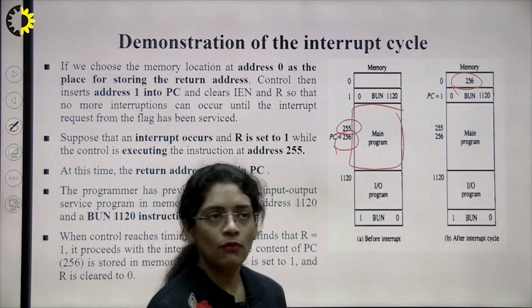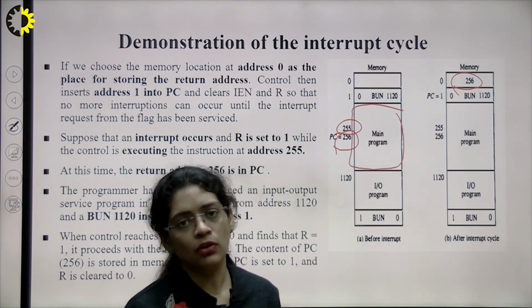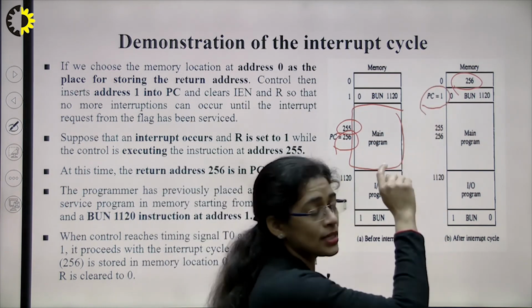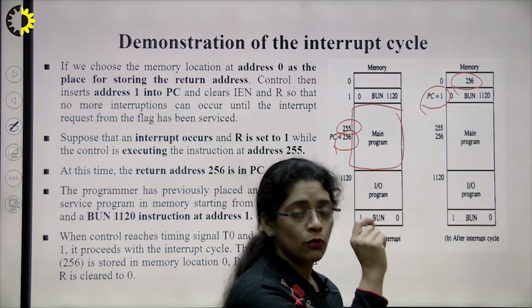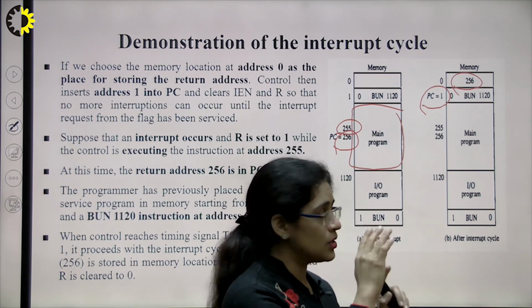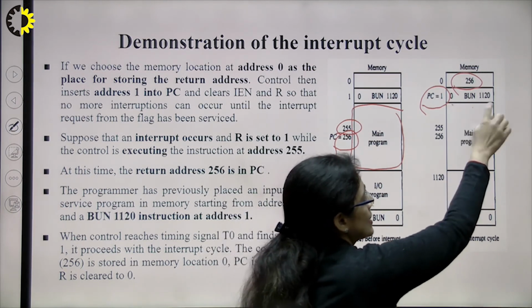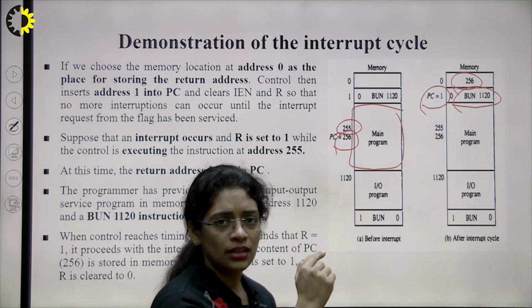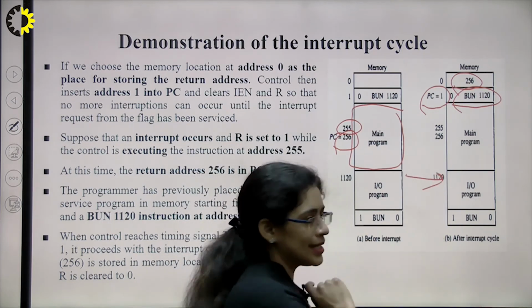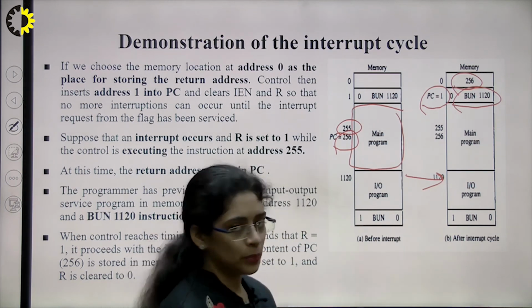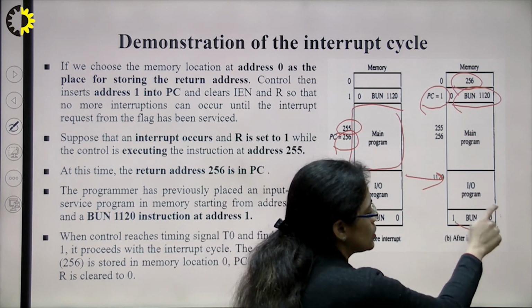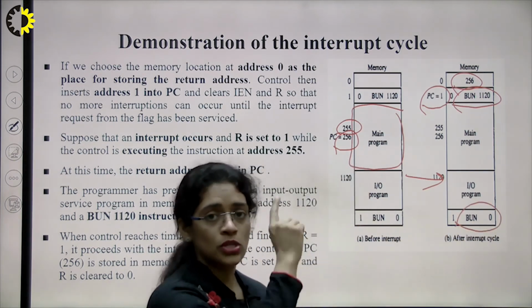After that, the instruction for the input output which needs to be handled is stored in address 1. So from address 1, we'll take that instruction address and store it in the PC, and this says the instruction is branch unconditionally to 1120. So we will go to address 1120. Here there is an input output program. We will execute it, and when it is done, it again does branch unconditionally to 0.